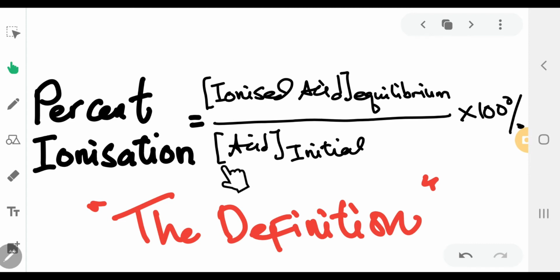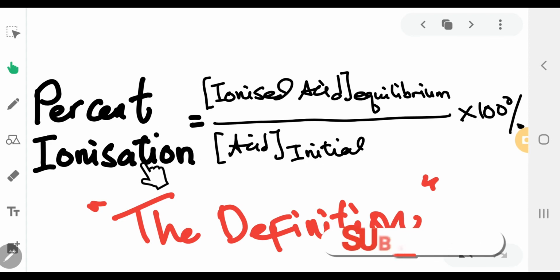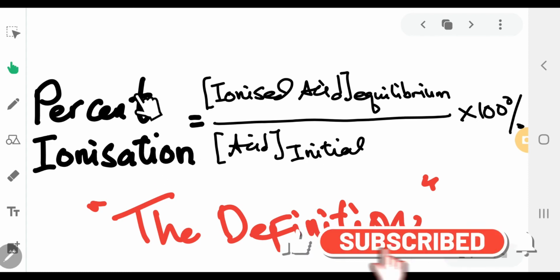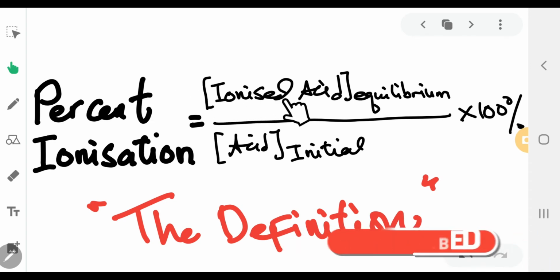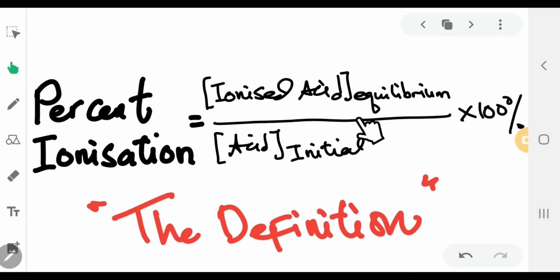Another way of looking at the strength of an acid or a base is through the percentage of ionization. Now, in front of you on your screen is the definition for percentage ionization for an acid, which is defined as the concentration of ionized acid over the initial concentration of the acid times 100%. So this is the standard definition for percentage of ionization.